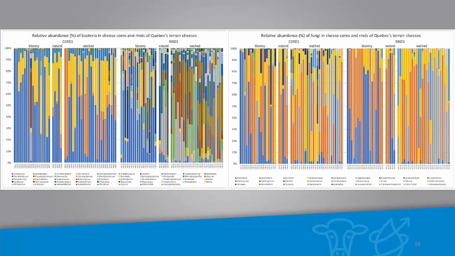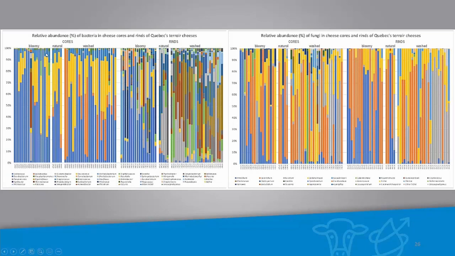Here, I'd like to show you what this looks like. So clearly there are a lot of data in these charts. On the left-hand side, you've got the abundance of bacteria in different cheeses from the Quebec territory. And in the right-hand portion, you have the fungal microorganisms in these same cheeses. We did the same analysis for the inner part of the cheese, but also for the rind, bacteria, and fungus.